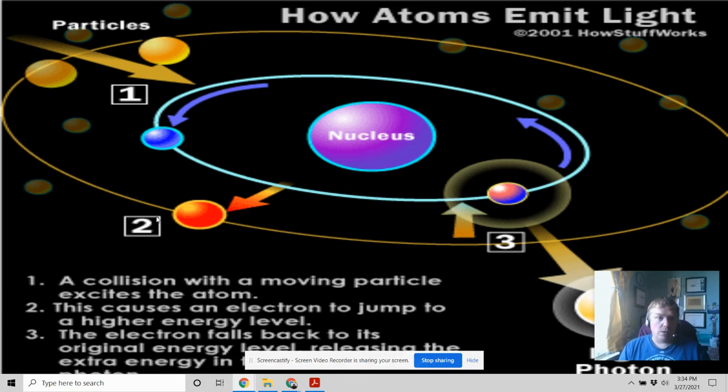Think back to chemistry. Eventually that electron is going to fall back to its original energy level. So when it goes back downward, it releases energy, and that released energy is a photon. Photons are little particles of light. The interesting thing about a photon is that it is a particle that has no mass. So it is a particle of light that has no mass.